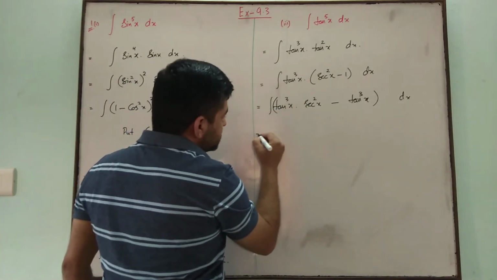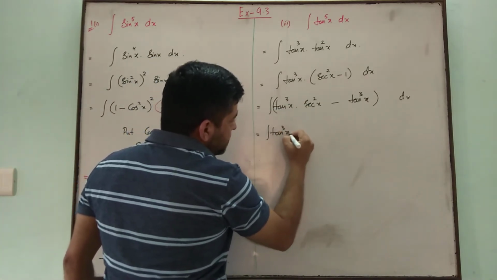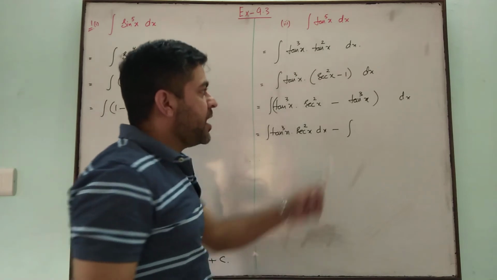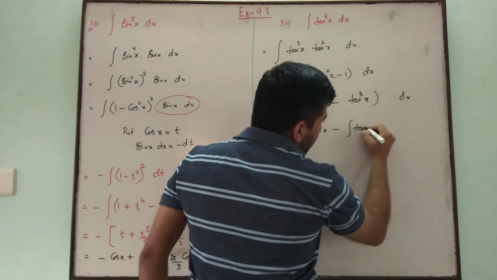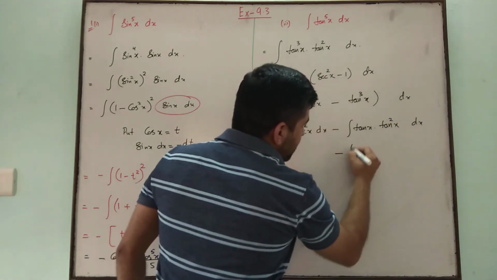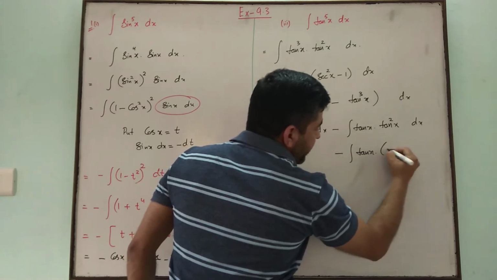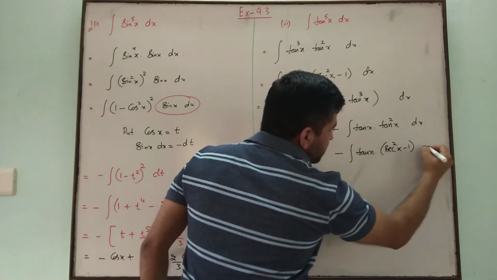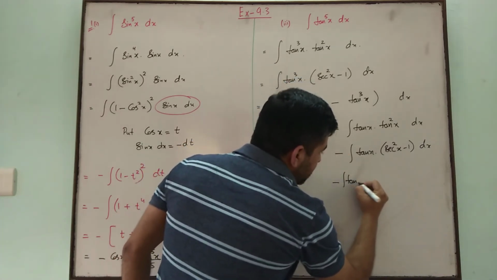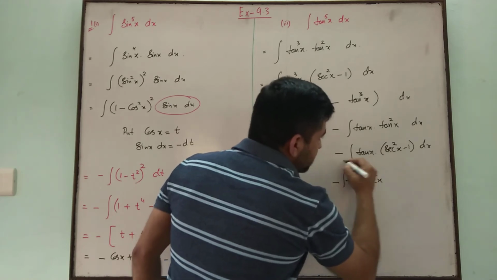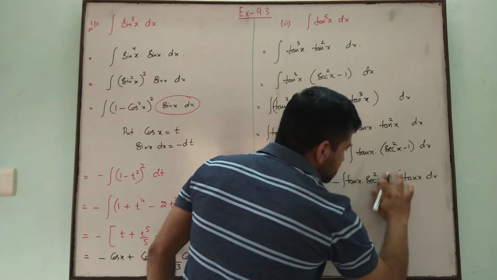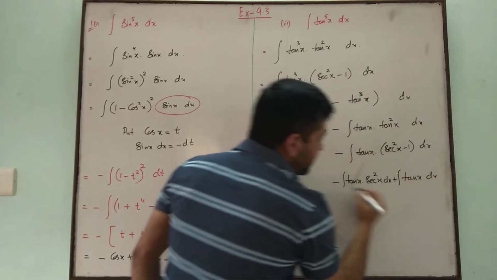Now tan cube x into secant square x, minus, for tan cube again we can write tan x into tan square x, and for tan square x we can write secant square x minus 1. Then this is tan x into secant square x, minus minus plus tan x dx, here also dx. We separated all the integrals.